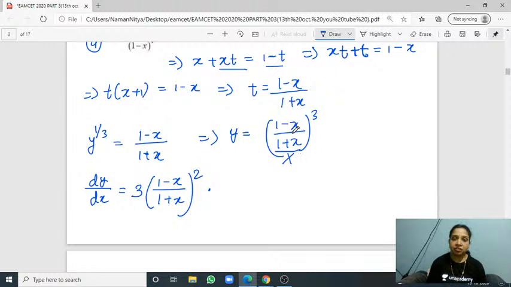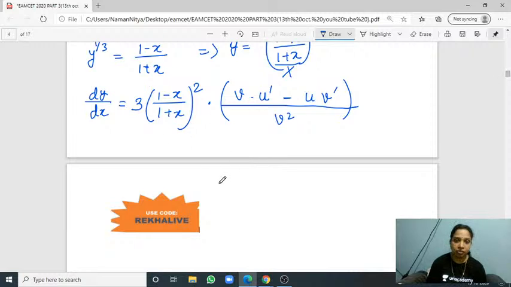Now I will differentiate (1 minus x) divided by (1 plus x) with the help of the UV rule. What is the UV rule? U by V rule, I should say, the quotient rule. Quotient rule is what? Let me just write. The numerator term will be your U and the denominator term will be V. So we can write: V into U dash minus U into V dash, over V square. This is the rule I have written here.